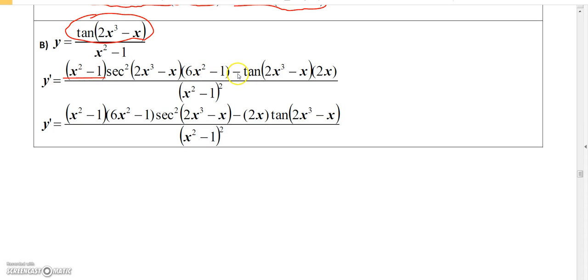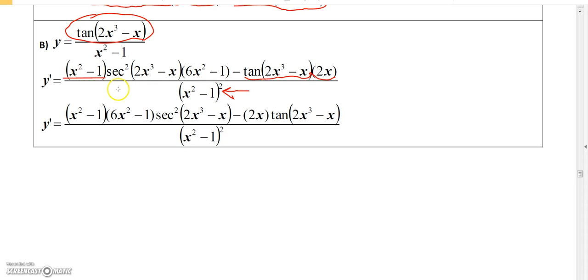And then in the second half of the quotient rule in the numerator, I would have the function that's on top, the u. So I would have tangent of 2x cubed minus x, and then times the derivative of what's in the denominator here. So the derivative of x squared minus 1 is simply 2x. And then don't forget on the bottom here, you take the denominator and square it.